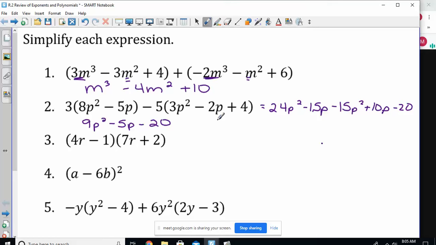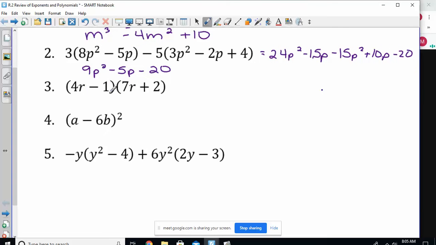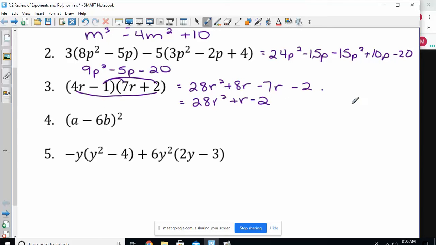Number 3, what do we have to do? FOIL. So 4r times 7r is 28r squared. Outside would be 8r. Inside negative 7r. Last, negative 1 times 2 is negative 2. Add like terms. So 28r squared plus r minus 2.